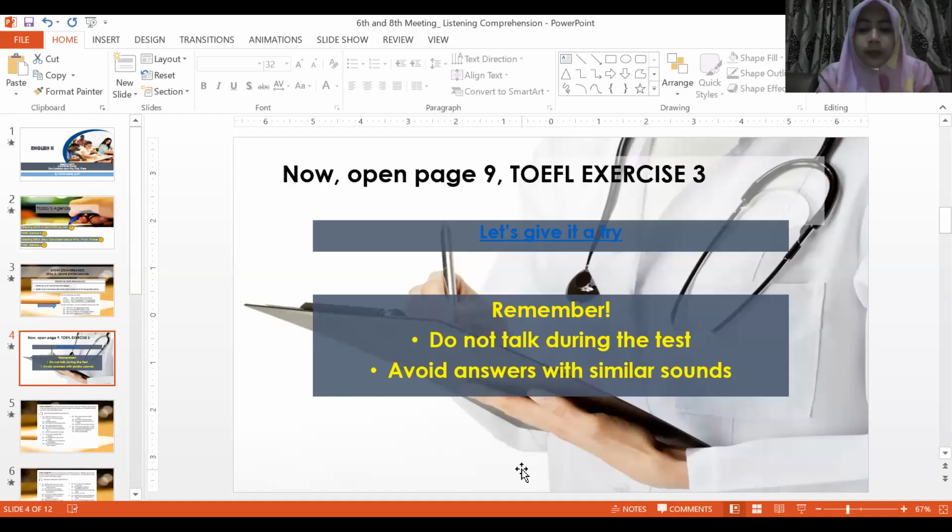I will open up the audio first. So wait a second. Oh sorry, I will open it in the other application so that you can listen to it clearly. Biasanya ini nih.